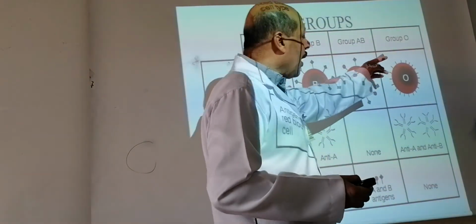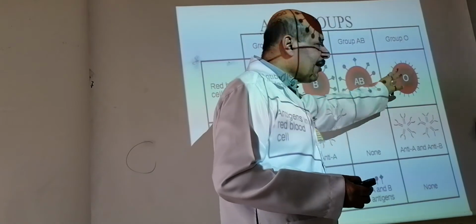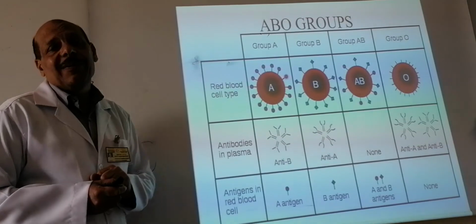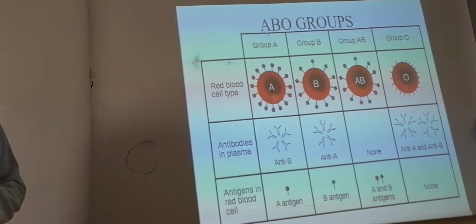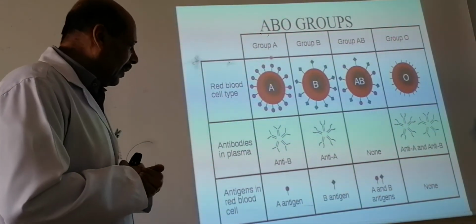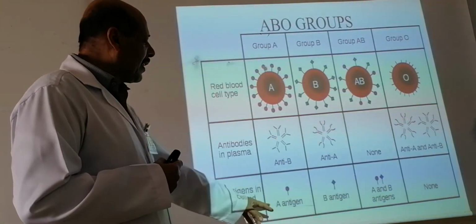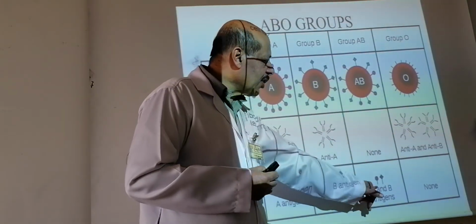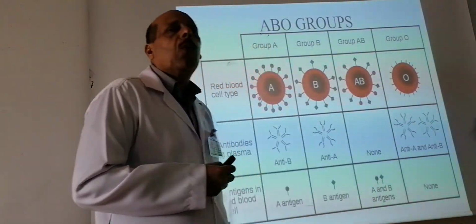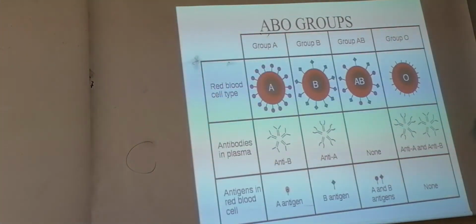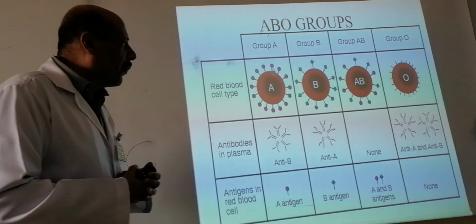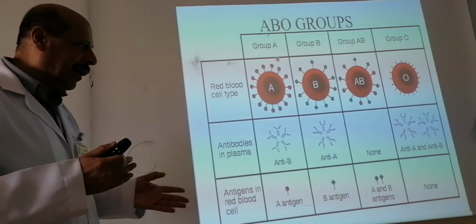Because of that, AB can receive any type of blood. It will not react. The O, because there is no antigen, has both antibody A and antibody B in the plasma, so it cannot receive any other type. So the antigen in the red blood cells is antigen A here, antigen B here, antigens A and B in the AB, and in O there is no antigen. Did you understand what the difference is, and why we can give this type of blood or we cannot?